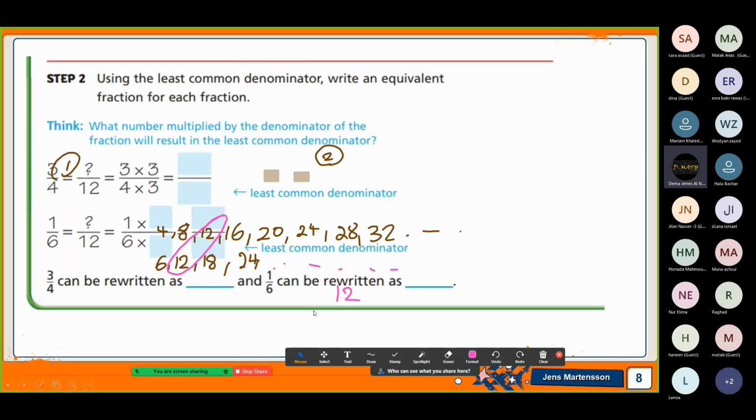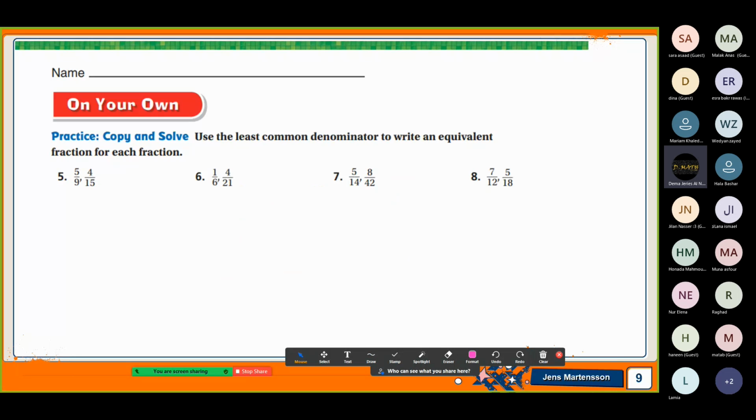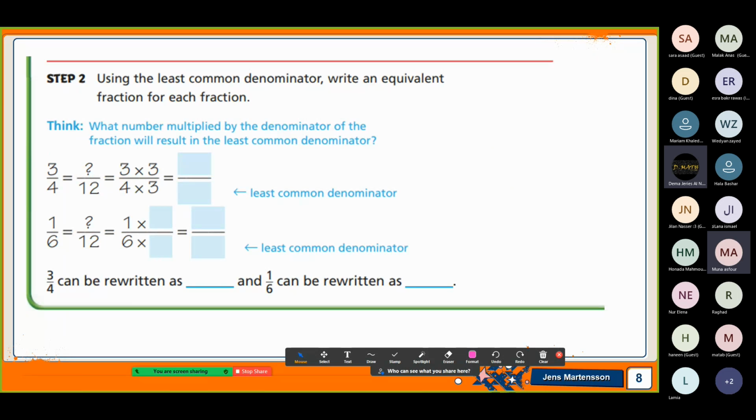Now, the next one. Here, you rewrite it as 12, as we know before. So 3 over 4 is something over 12. How do you make 4 to be 12? You multiply it by 3, and the top by 3 also. So 3 times 3 is 9, and 4 times 3 is 12. So 3 over 4 can be written as 9 over 12.